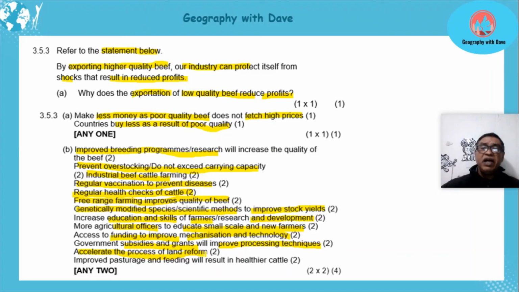People in South Africa have intelligent minds, and if we educate them about the importance of farming, you understand, of beef farming, and we get them involved, we provide the funding, we can go forward and increase the production. Improved pasturage and feeding will result in healthier cattle.